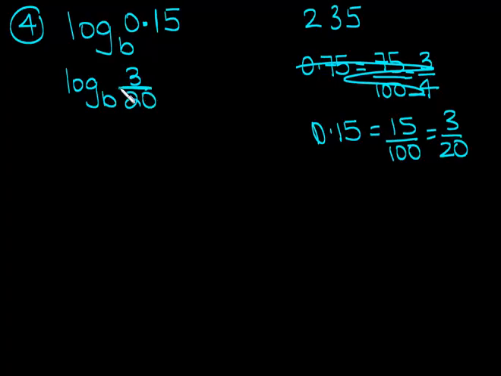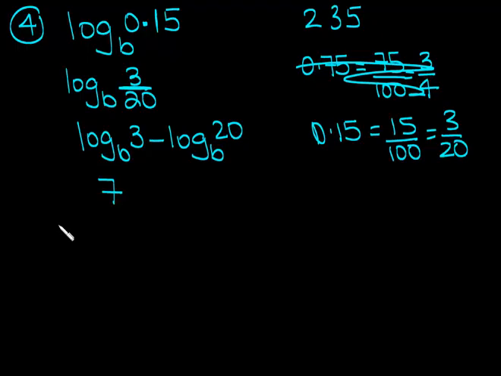Since this is a quotient, I can take the log of the numerator minus the log of the denominator using the quotient property. I already know log of 3 base b, which is 7, that's given to me, minus, but 20 can be written as what? 4 times 5, and 4 can be written as what? 2 squared times 5.